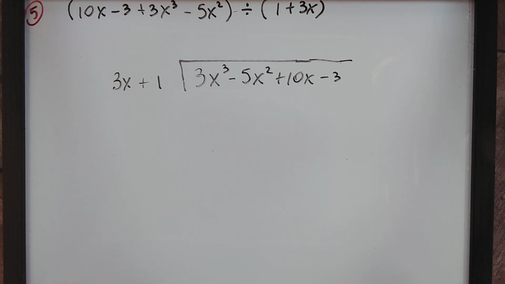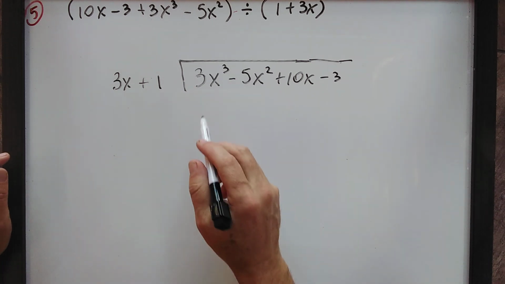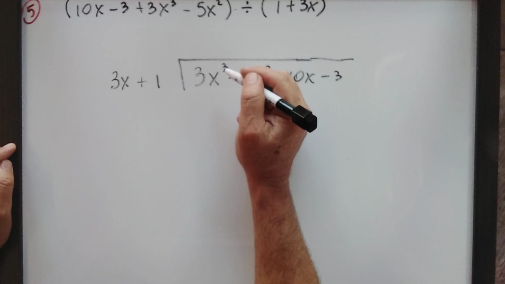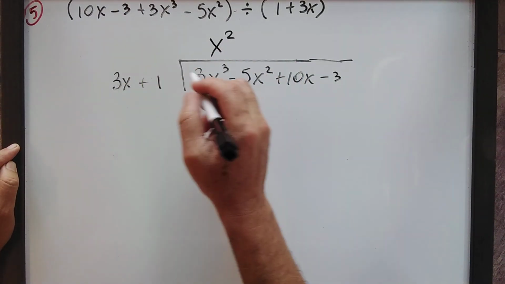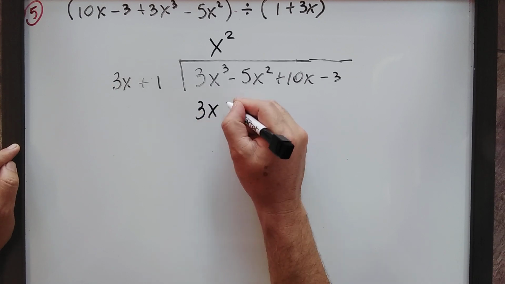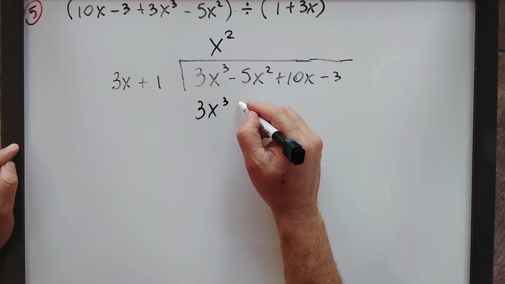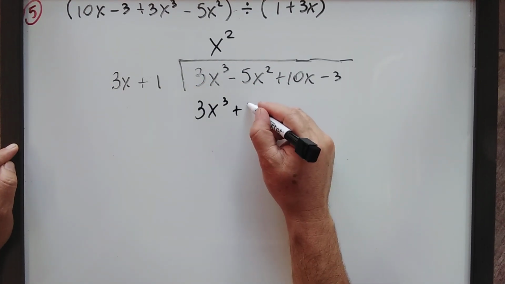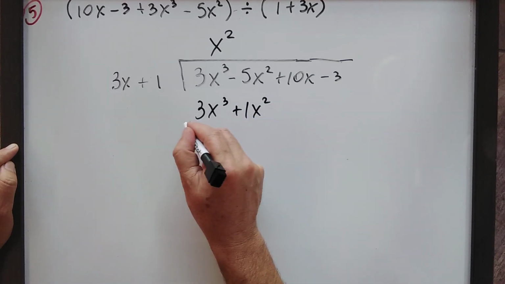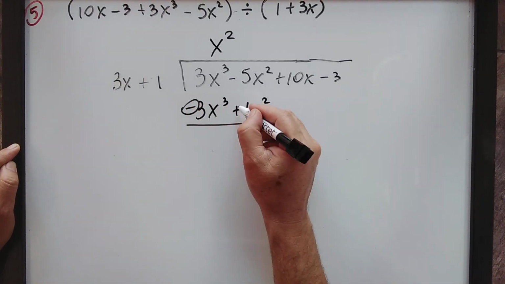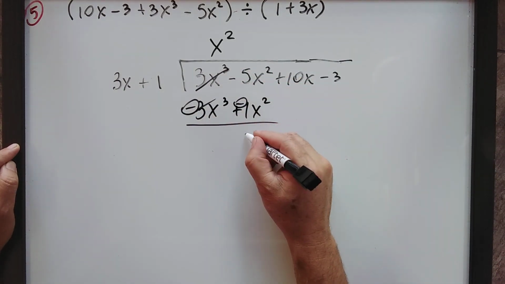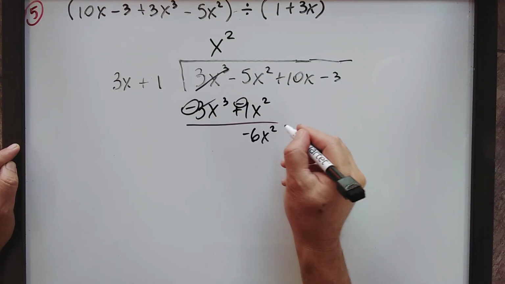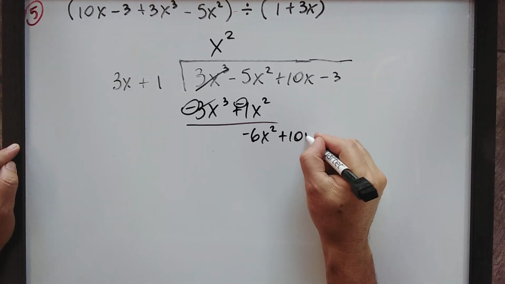Okay, the same thing we've been doing. Divide 3x to the third by 3x. That gives you 1x squared, or just x squared. X squared times 3x is 3x to the third. X squared times 1 is positive 1x squared. If you want to put the 1, that's fine. Then we subtract, change signs to the opposite. Negative 5 minus 1 is negative 6x squared. Bring down the next term.